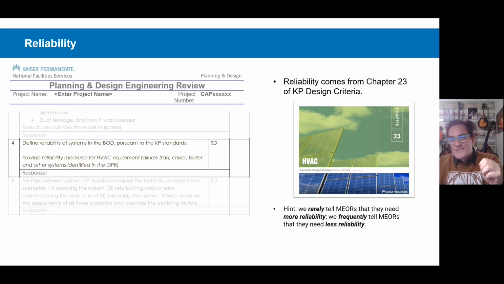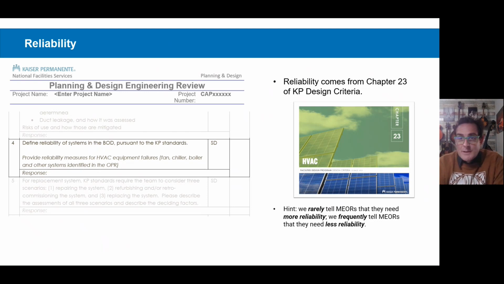Number 4 is reliability. We have our Kaiser standard reliability requirements given in Chapter 23 of our design criteria. Please be familiar with those and align your projects to those. The note on this slide kind of says it. It says hint. We almost never have to tell an HVAC engineer to add reliability. I can't even think of a project where we've had to tell a mechanical engineer to add more equipment because they didn't meet the reliability standards.